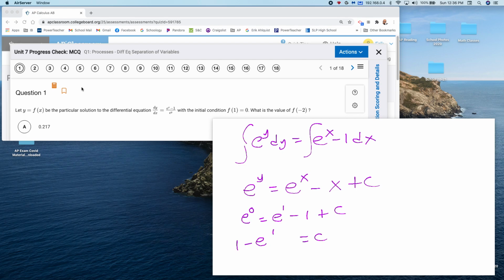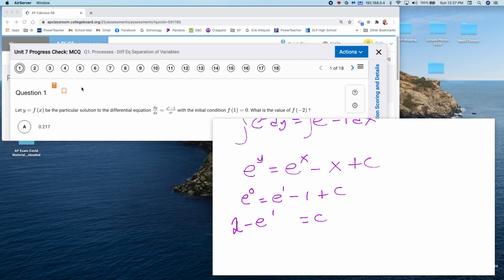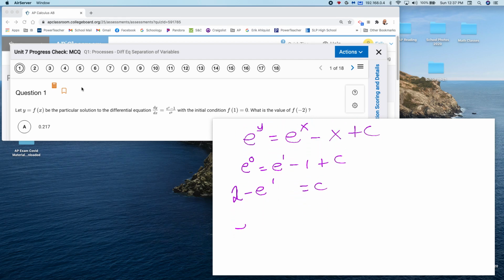Sorry, e to the 0 is 1. So that should be 2, because you'd add 1 to both sides and then subtract e to the first. So there's c. So what you have is you have e to the y equals e to the x minus x plus 2 minus e.